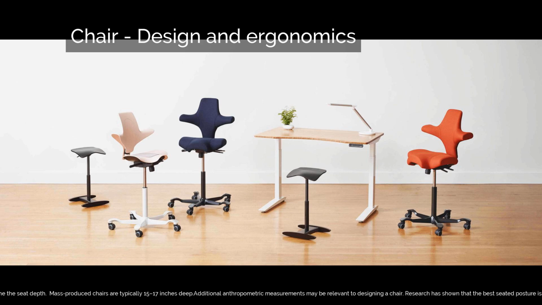Additional anthropometric measurements may be relevant to designing a chair. Research has shown that the best seated posture is a reclined posture of 100 to 110 degrees. Hip breadth is used for chair width and armrest width. Elbow rest height is used to determine the height of the armrests. The buttock knee length is used to determine legroom between rows of chairs. Seat pitch is the distance between rows of seats. In some airplanes and stadiums, the legroom, the seat pitch less the thickness of the seat at thigh level, is so small that it is sometimes insufficient for the average person.